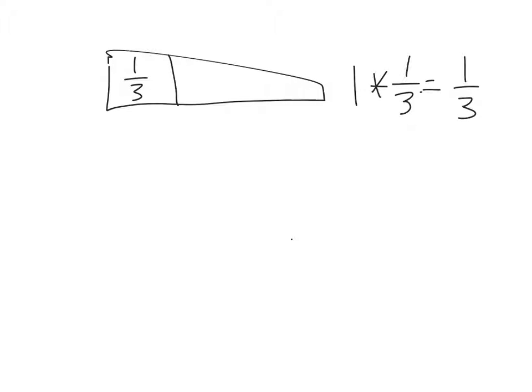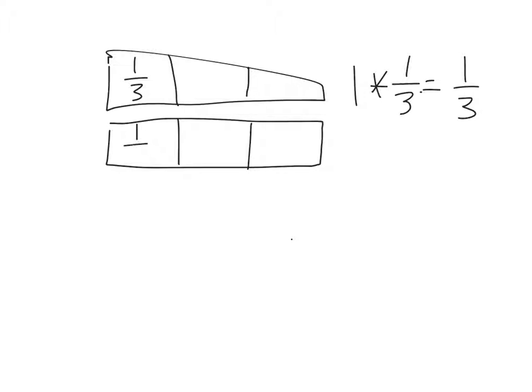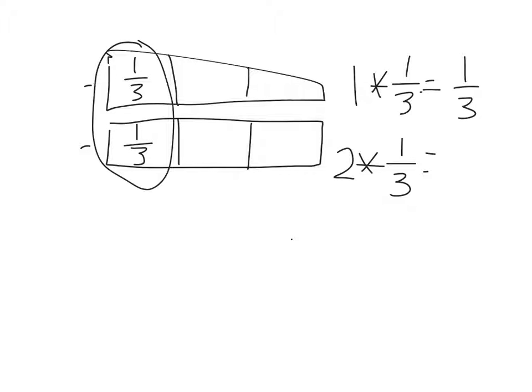1/3. But if I add another third, draw a line there to make thirds. If I have another third, I now have 1, 2 thirds. So 2 times 1/3 equals, and how many do I have? 2. So the only thing I need to worry about is multiplying the whole number times the numerator. So 2 times 1 is 2, and the denominator stays the same.